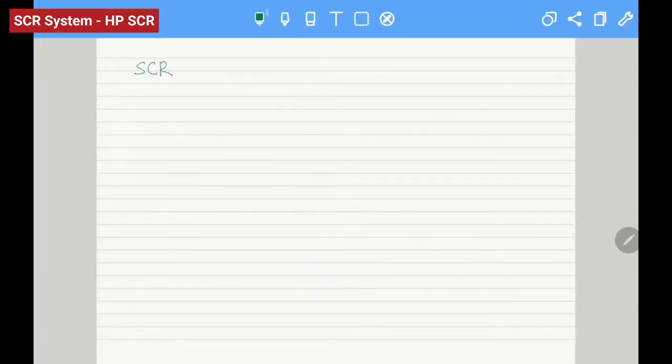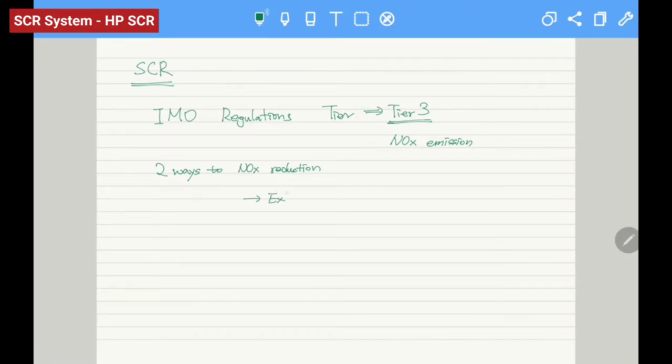Today, I'm going to talk about the SCR system. As you know well, IMO regulations have changed from Tier 2 to Tier 3, so we have to reduce NOx emissions to meet IMO regulations. There are two ways to reduce NOx. One of them is exhaust gas recirculation, and the other is selective catalytic reduction. We call these EGR and SCR.